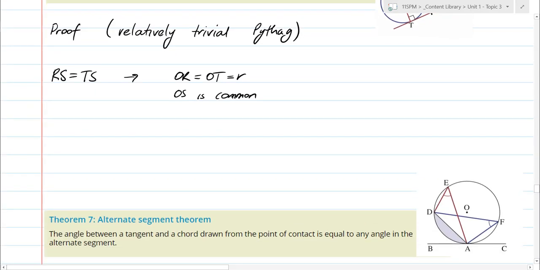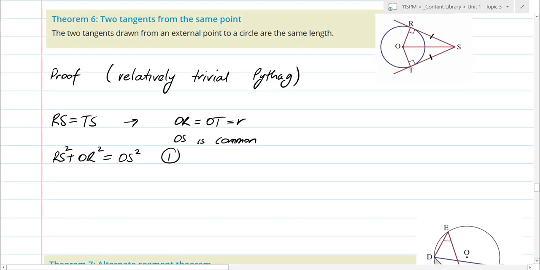It's the full proof, but you don't really need to. It's fairly logical from here. But we get RS squared plus OR squared equals OS squared. That's number one, from the top triangle. And we also get that TS squared plus OT squared is equal to OS squared. That's from the bottom triangle. Therefore, I can make both left-hand sides equal because the right-hand sides are the same thing. So we get therefore RS squared plus OR squared equals TS squared plus OT squared.